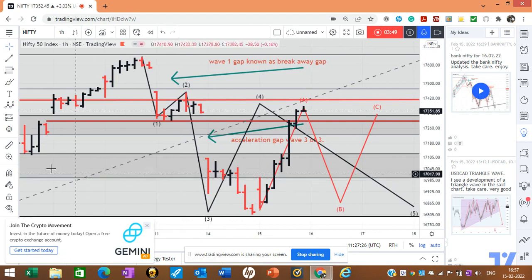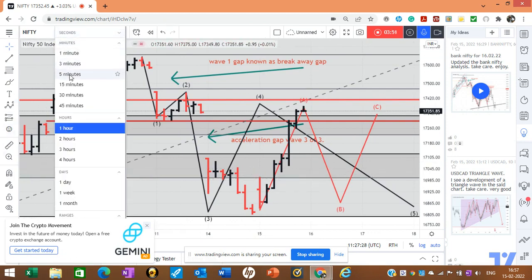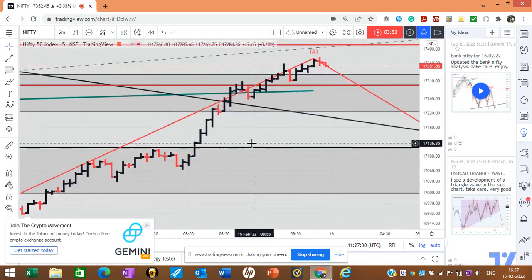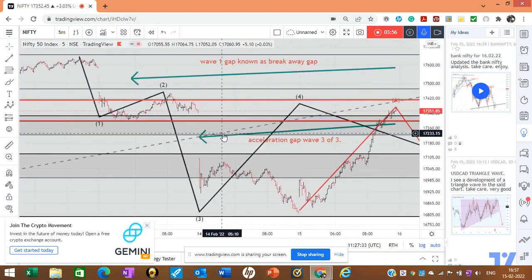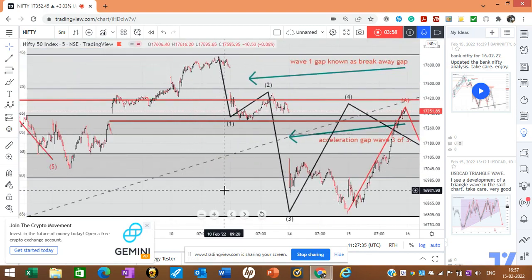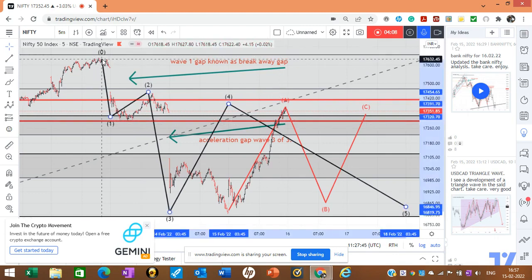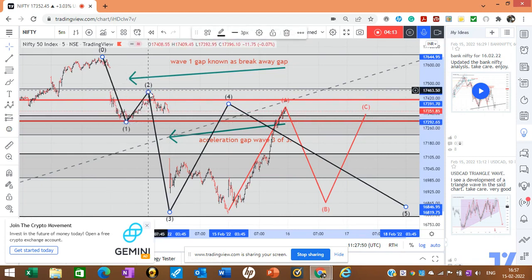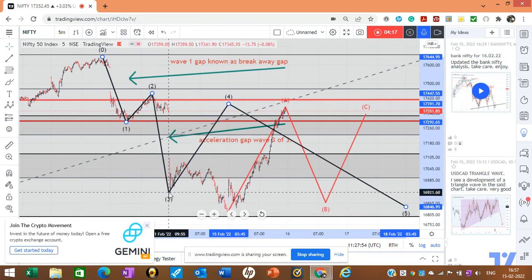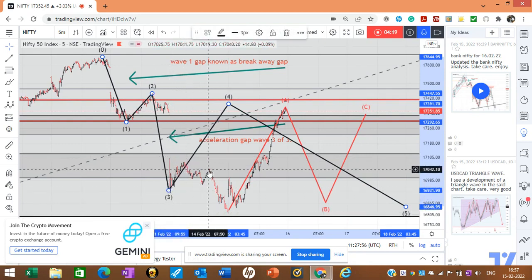So now, instead of an hourly chart, I go into a 5 minute chart, and in Nifty 50, I would say that once it has breached this price action, then the five wave move should be over. That is one way of looking at it. One, two, three, A, B, C, four, and five.